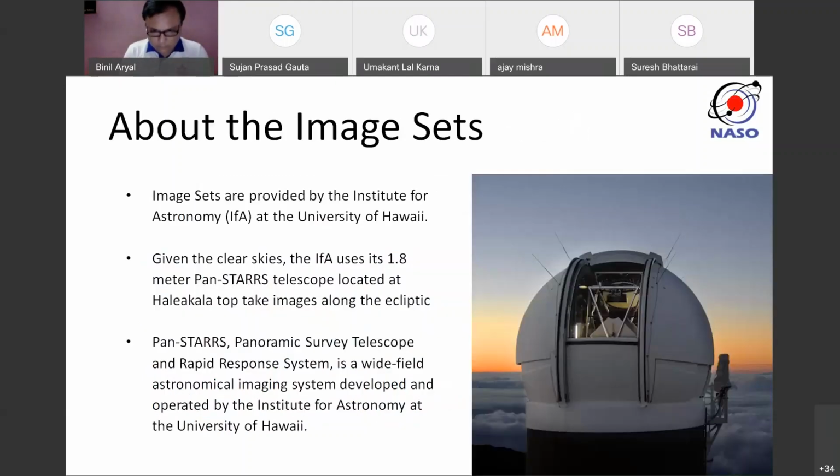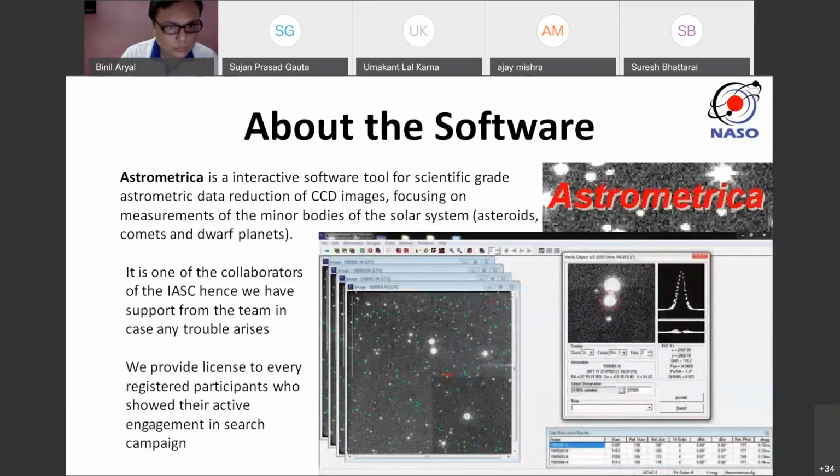The image set comes from the Institute for Astronomy in Hawaii, and it uses the Pan-STARRS1 telescope, which is a 1.8-meter telescope. Pan-STARRS stands for Panoramic Survey Telescope and Rapid Response System, a high-field astronomical imaging system developed and operated by the IfA at the University of Hawaii. The software is also from one of our 26 collaborators, and we use it for the analysis of the image set received from Pan-STARRS.